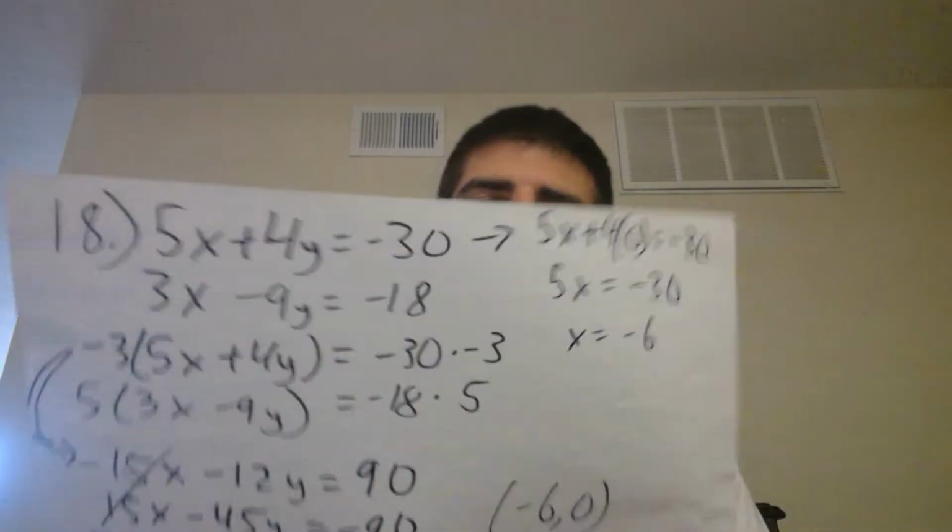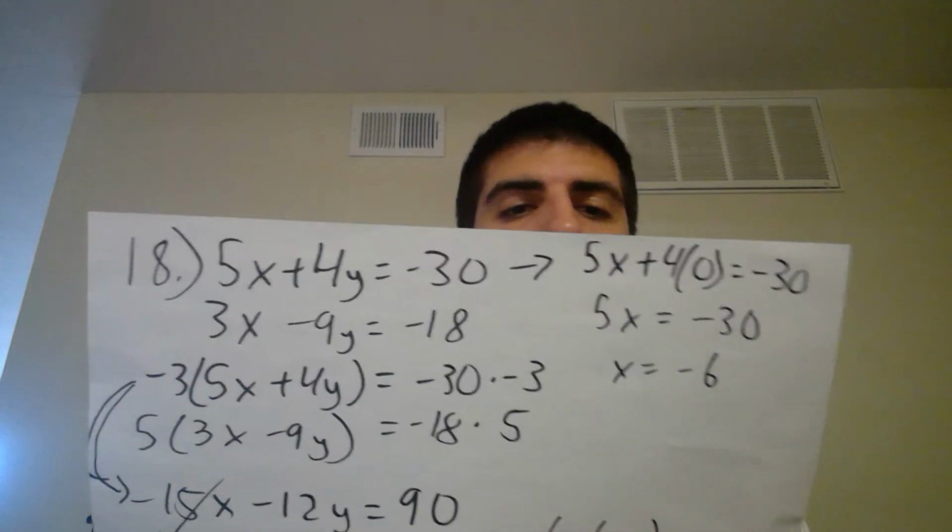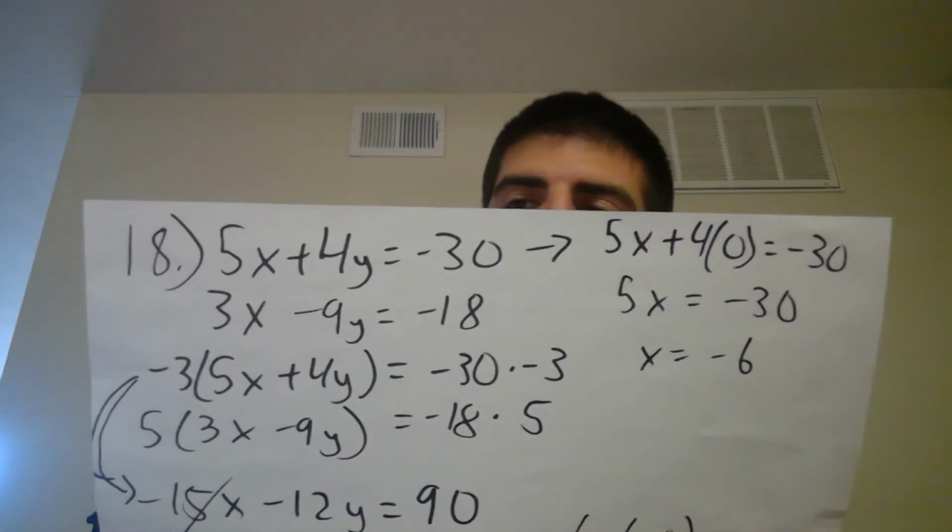I got that as an answer. So again, where I saw y, I plugged in 0. 4 times 0 is 0. And then divide both sides by 5, you get -6. So that's how you do number 18.